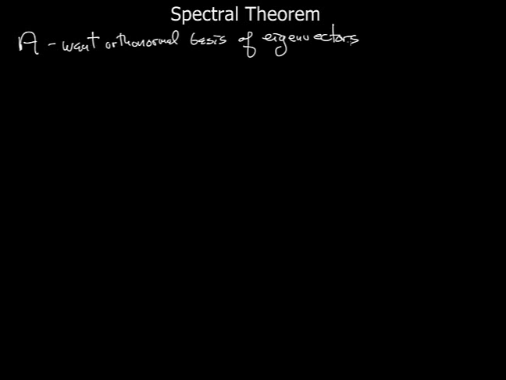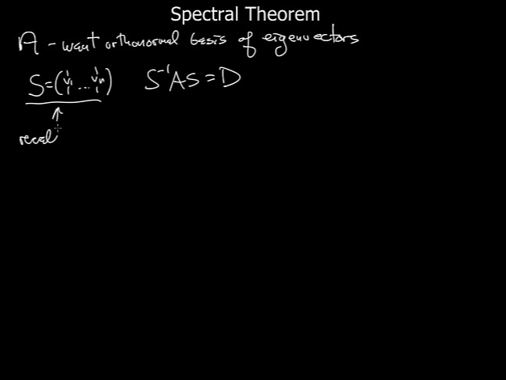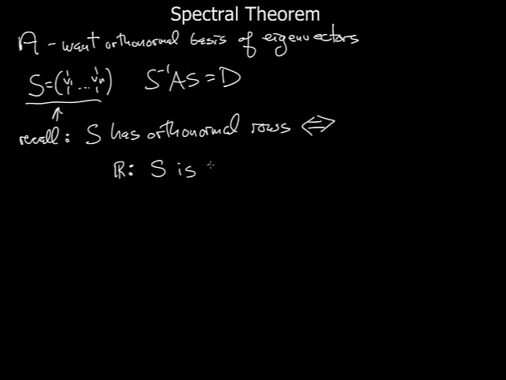So how do we tell if we have such a matrix? Can we think of an example? Well, let's remind ourselves how this works. So we have this matrix S that we make up out of the eigenvectors, and so S diagonalizes A. And remember, if you make a matrix out of a bunch of vectors, you can tell if it has orthonormal rows or columns. That's if and only if it's orthogonal. I'm sticking to the case of real matrices here.